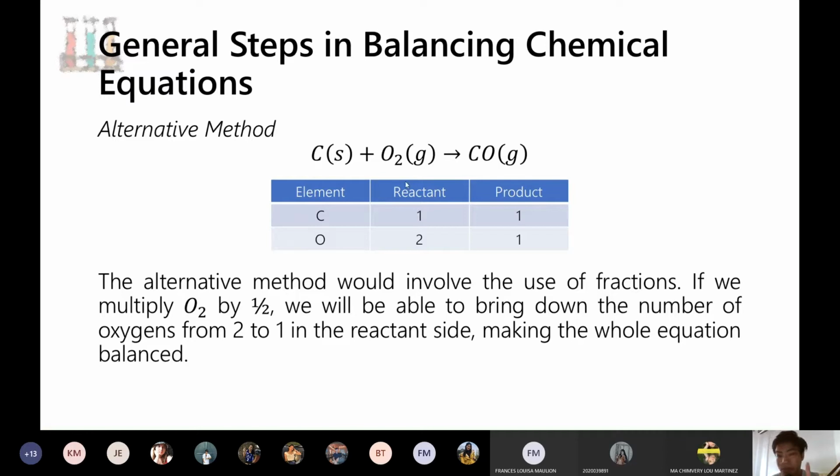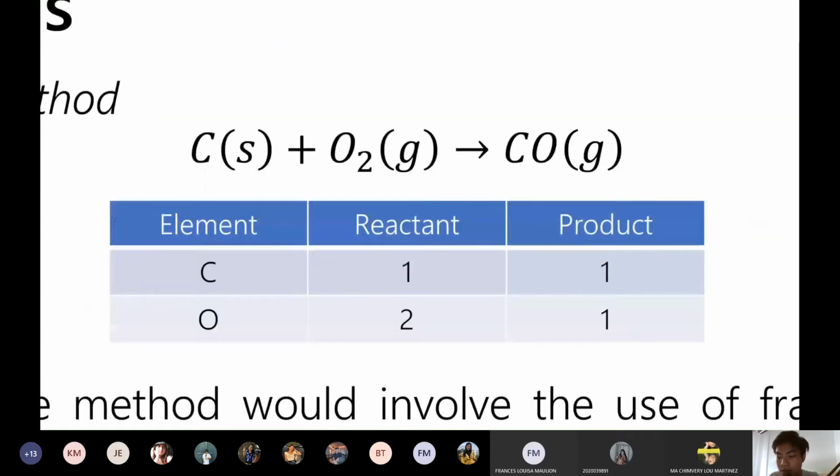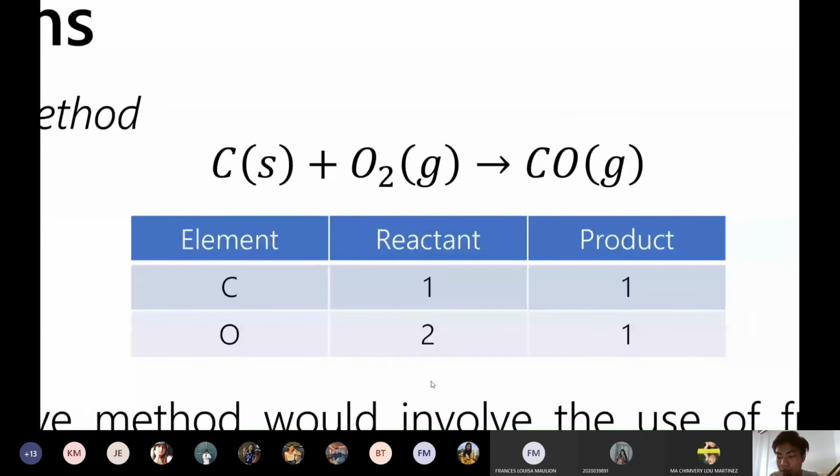So unang technique, we can use fractions to balance this equation. Zoom in tayo dito. So let's take a look. Kung titignan nyo, the carbons are already balanced. Yung oxygen, hindi na lang. Pero, instead of multiplying this by 2, ito at ito by 2, pwede kong gawin ay, yung oxygen na lang yung i-adjust ko. Itong O2. Usually, we introduce fractions kay O2 eh.